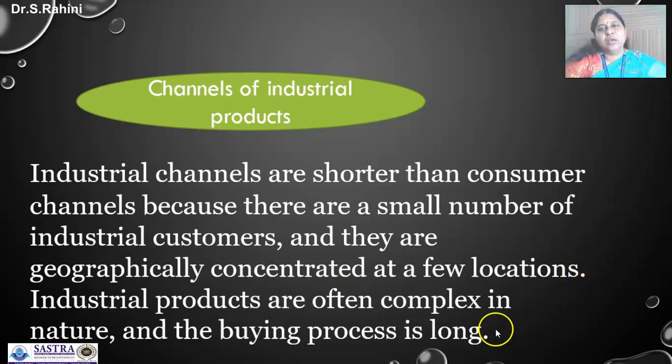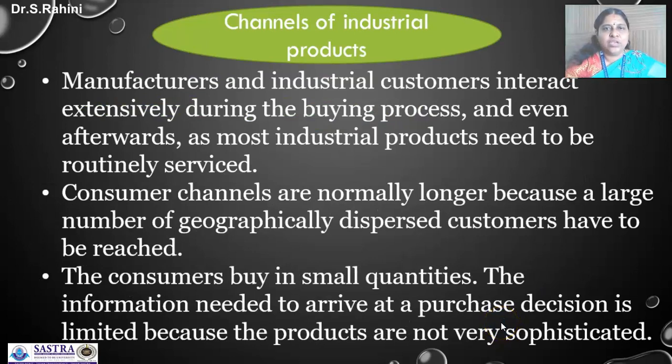Industrial channels are nothing but people giving products to industry supply or industry material manufacturing. The manufacturers and the industrial customers interact extensively during the buying process itself, about how they are going to send the material, and even afterwards, as most industrial products need to be routinely serviced. Once they fix where they are going to procure the raw material and how they are going to bring it, they will continue the process with the same supplier. Sometimes if they want to change the supplier, they will discuss along with the product how they are going to distribute it to their work spot or the factory site.